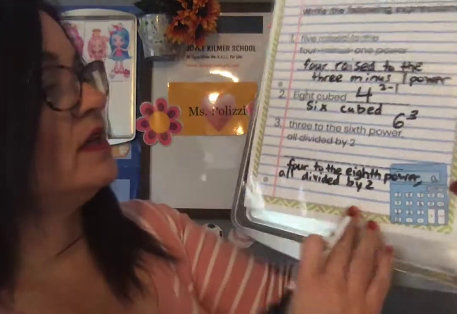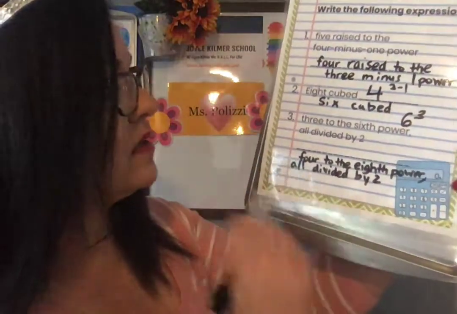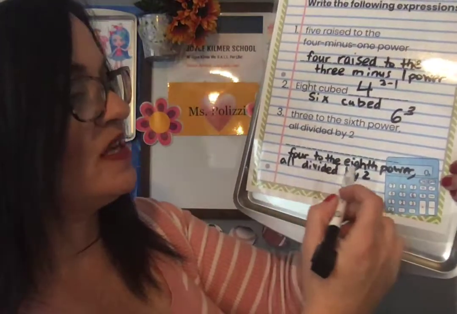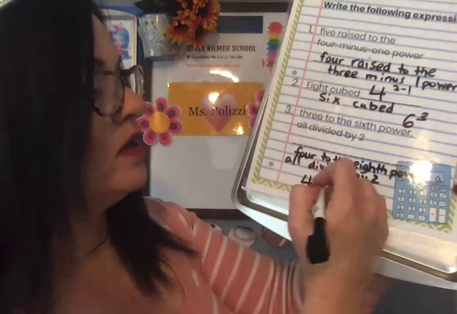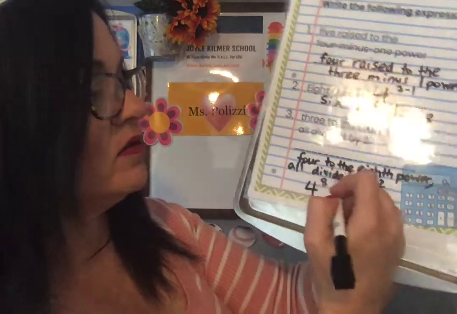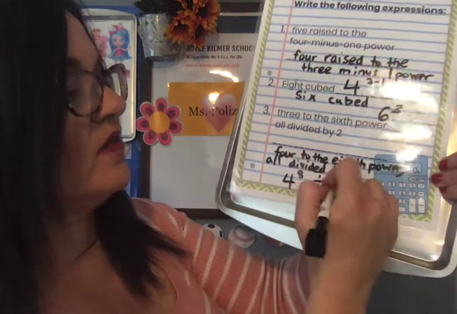The next one is 3 to the 6th power, all divided by 2. A similar problem is 4 to the 8th power, all divided by 2. So 4 to the 8th power, little exponent, all divided by 2.